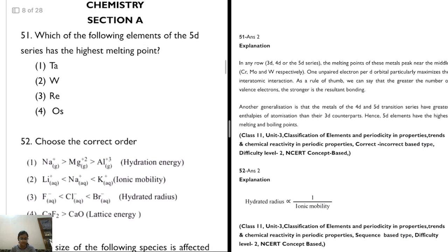So the first question is, which of the following elements of 5D series has the highest melting point? Okay. So see, we all know that in any row of elements, the melting points of these metals peak near the middle. Okay, because why? Because the number of unpaired electrons increases. Okay, so that is why the interatomic interaction will be more.